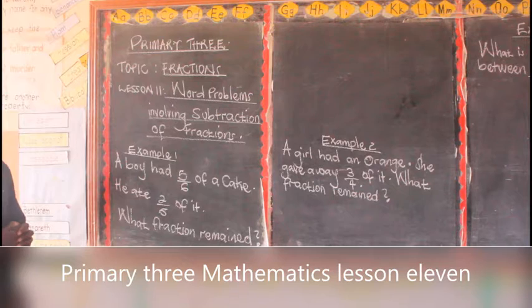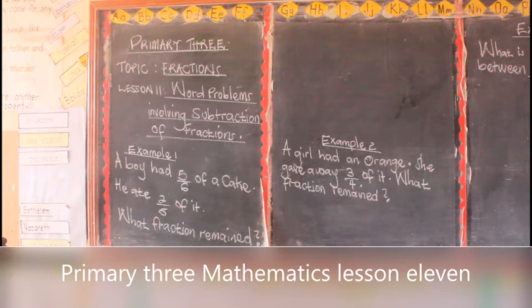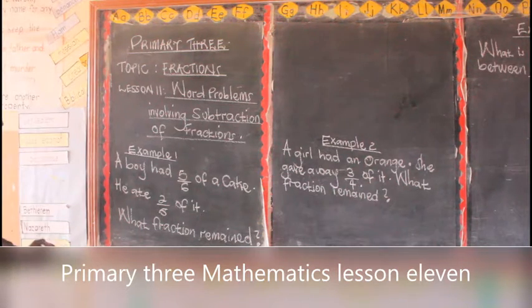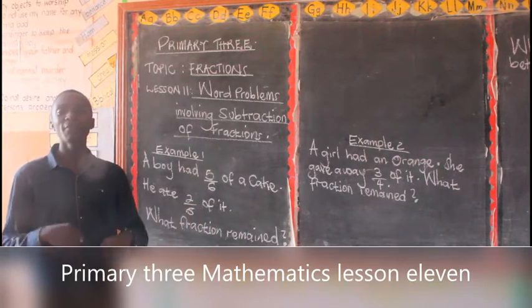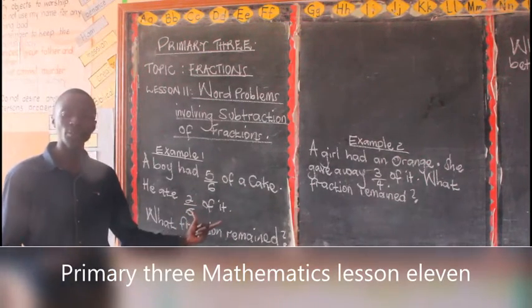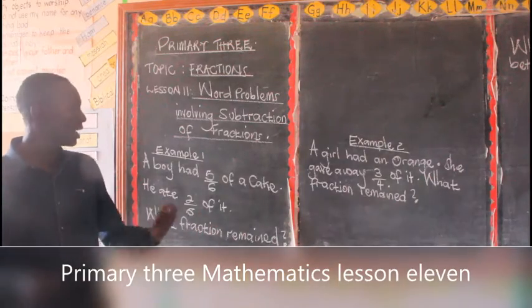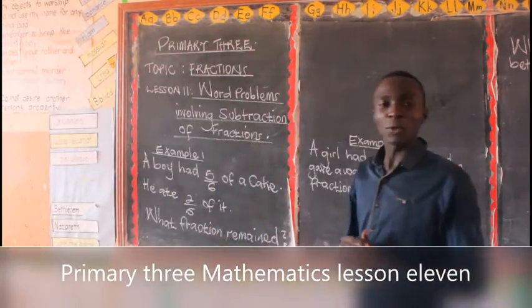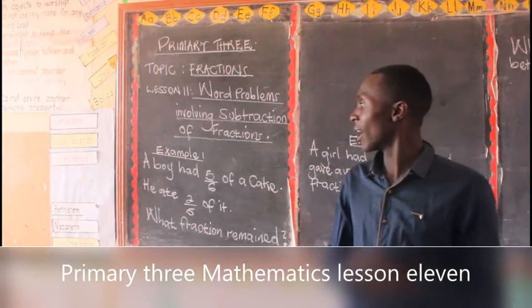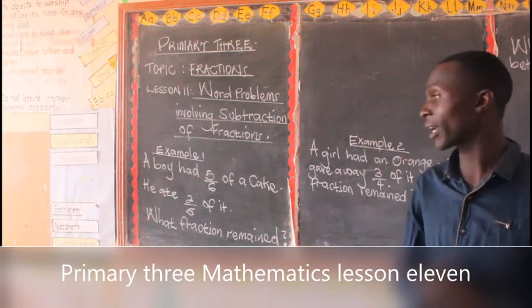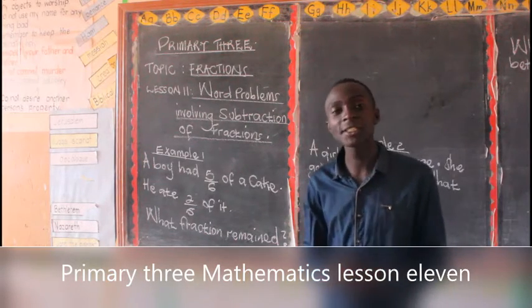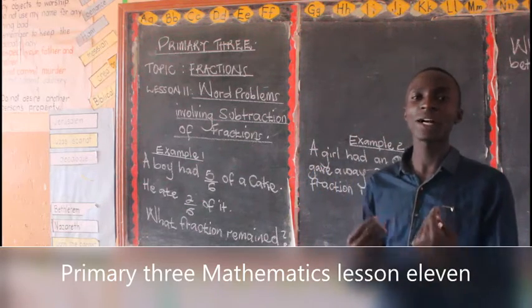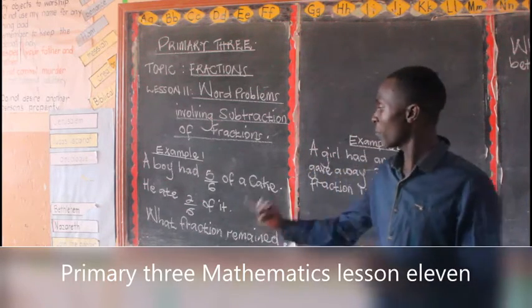What it says: a boy had 5 out of 6 of a cake. He ate 2 out of 6 of it. What fraction remained? This is one of the word problems involving subtraction. Let us look at how we can find a solution for this question. A boy had 5 out of 6 of a cake. He ate 2 out of 6 of it. What fraction remained?